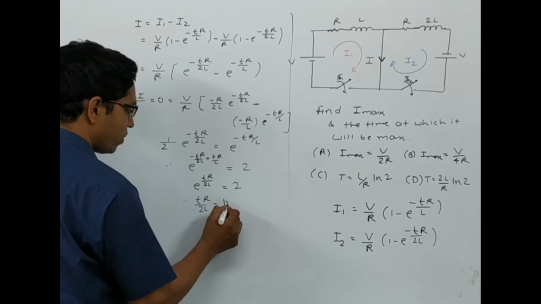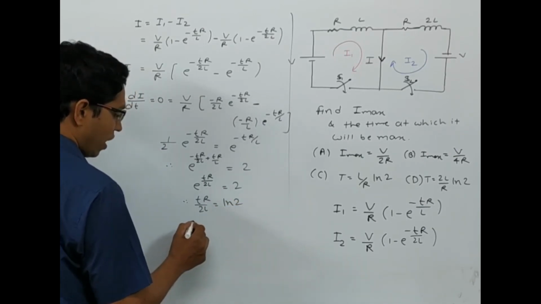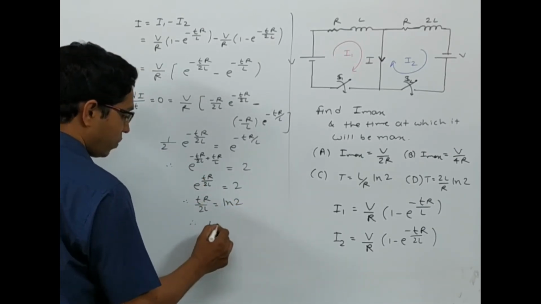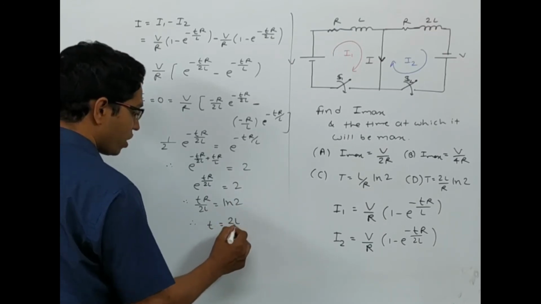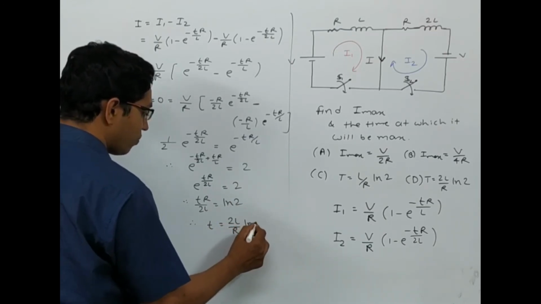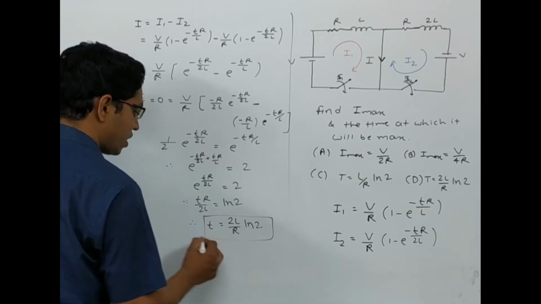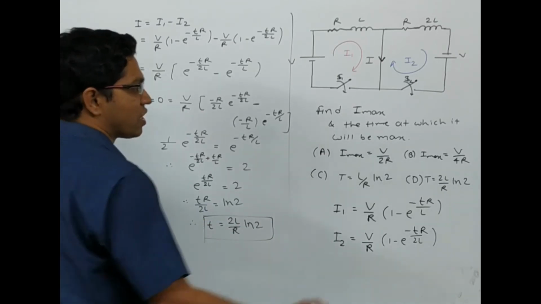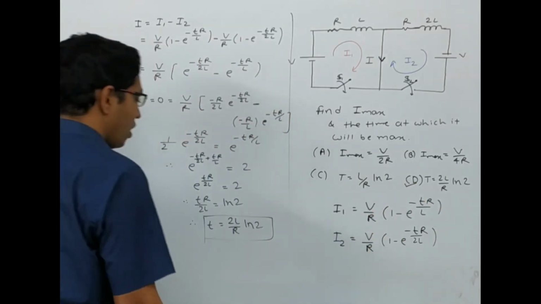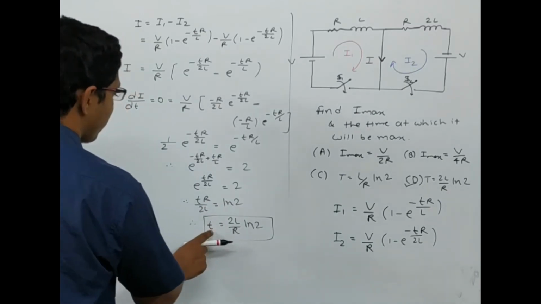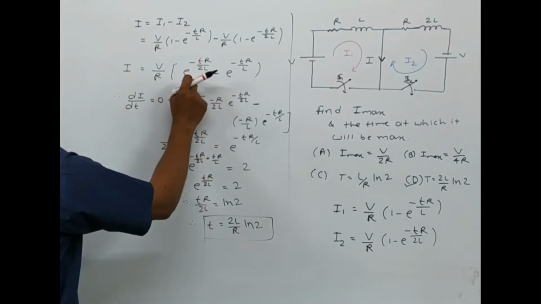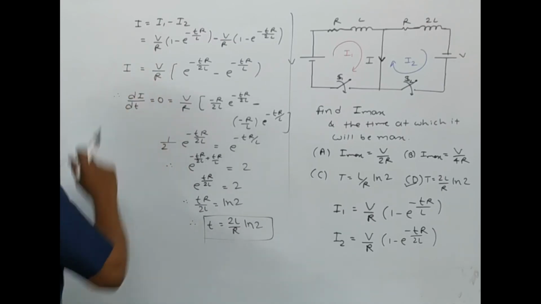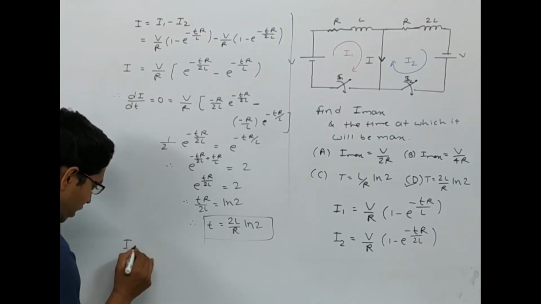So this is the natural log of 2, and hence the time after which this condition is going to happen is 2L by R ln 2. Now if you substitute this value of t in this equation, you will also get the value of the current. So I'll do that here itself.